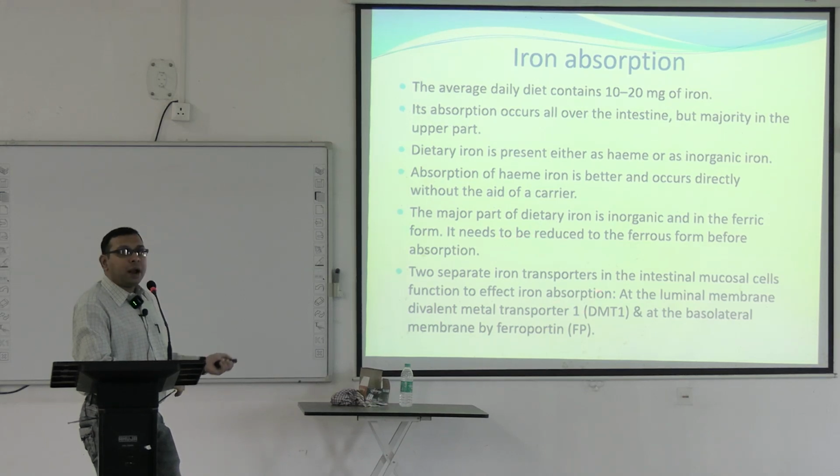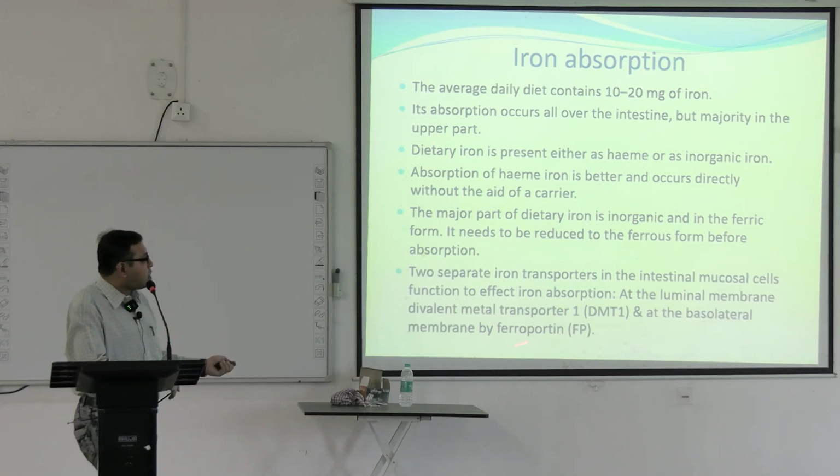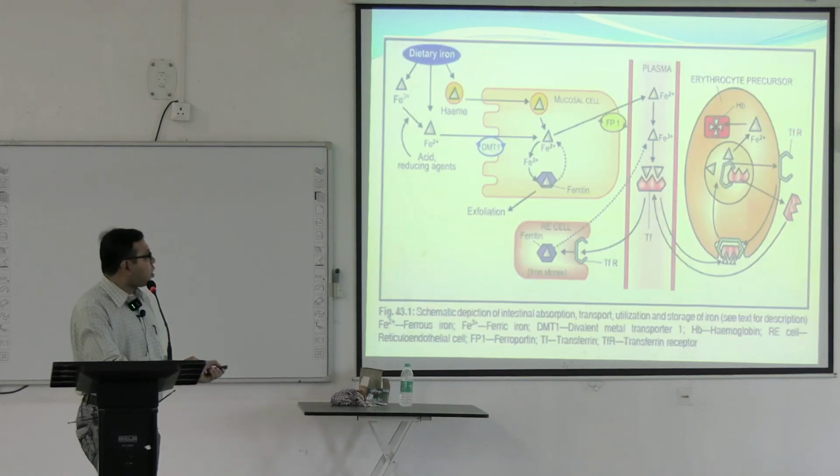There are two separate iron transporters in the cells. One is the divalent metal transporter 1, DMT1, that is present in the luminal membrane, that is, towards the intestinal lumen side. Another is ferroportin, which is present on the basolateral side. Basolateral means after that there are capillaries, so the iron will be absorbed into the blood and then go to the different cells. So these two are the important transporters.